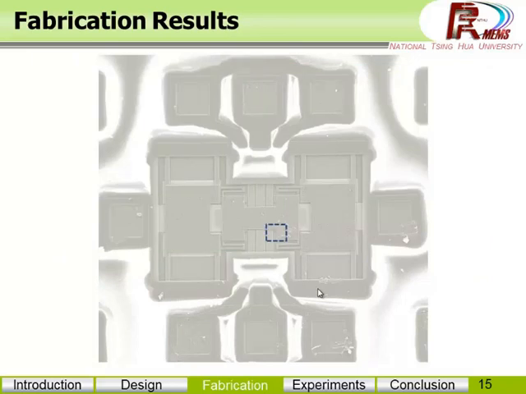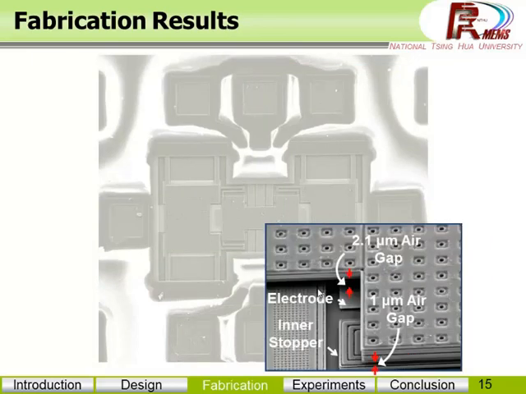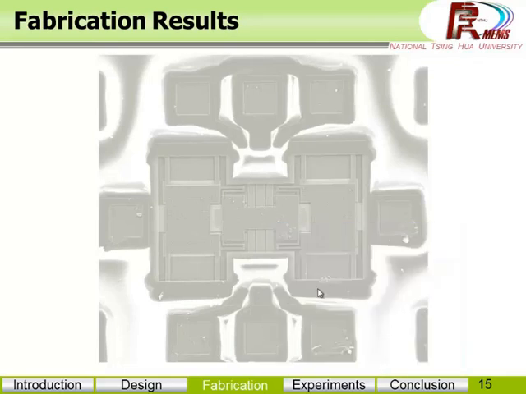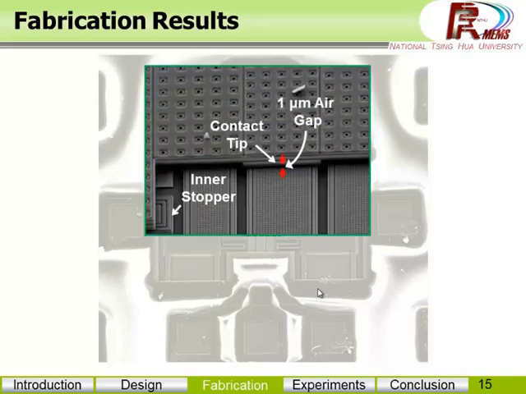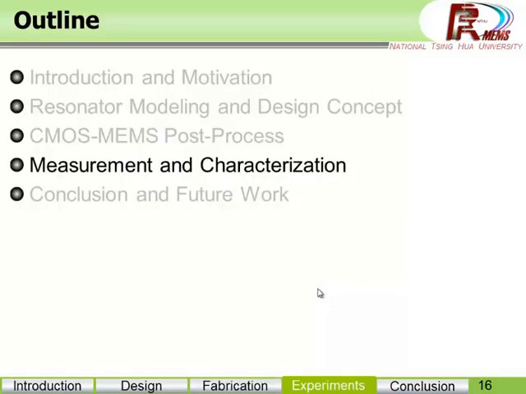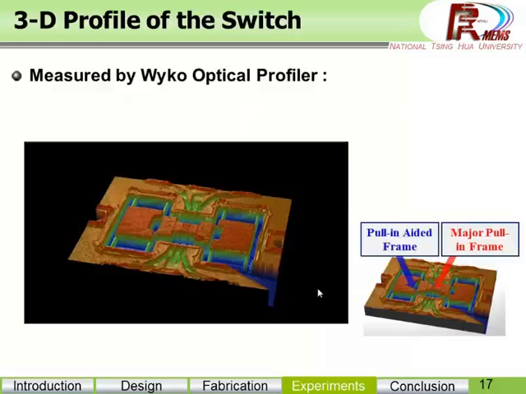And here is the zoom-in of the major pulling frame, and we can see the air gap, driving electrode, and inner stopper here. And here shows the zoom-in of the central region, and we can see the air gap, contact tip, inner stopper, and the GSG coplanar waveguide. So then I'll show the experimental results for device characterization.